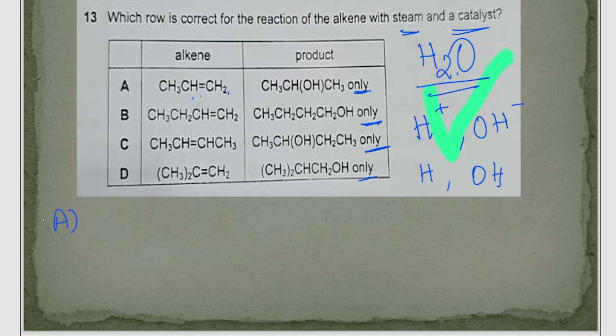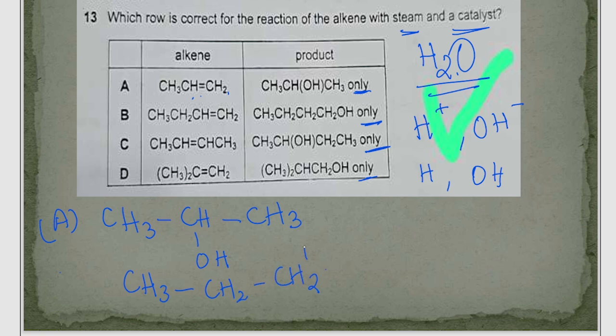For option A, the answer can be CH3, CH, OH, CH3. Or A can be written like this, CH3, CH2, CH2OH. So two options can be there, two products can be formed, 2-propanol or 1-propanol. Similarly, with B we can get 1-butanol and 2-butanol. But with option C, we have only one product.